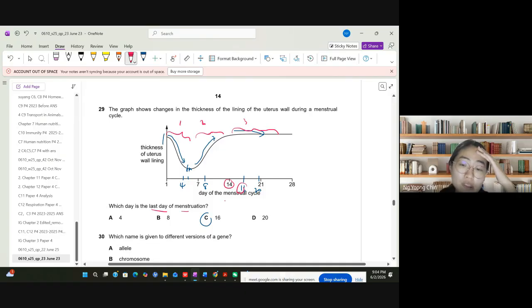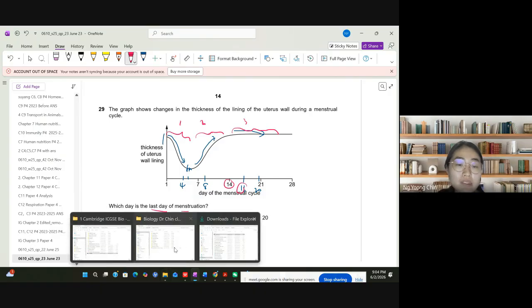Menstruation will not occur after ovulation. Menstruation happens first. Your endometrial lining sheds off first, and then you rebuild your endometrial wall. And then that's the time that ovulation will take place. Ovulation happens at day 14, so you can just refer to the notes.